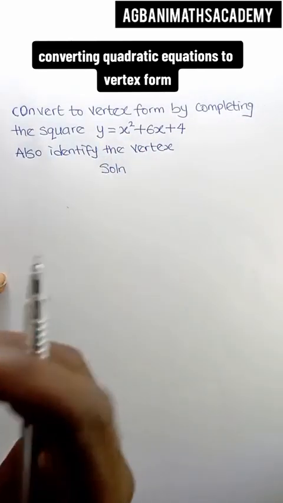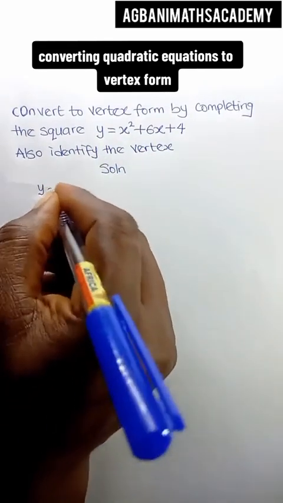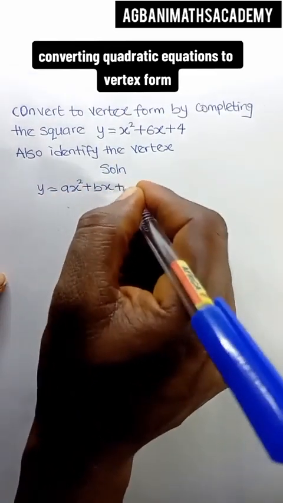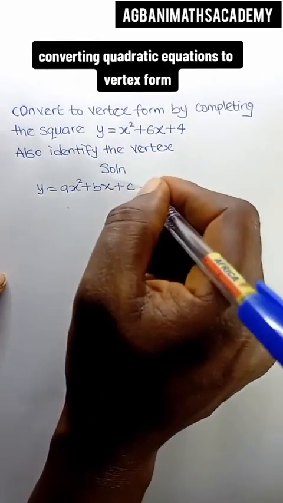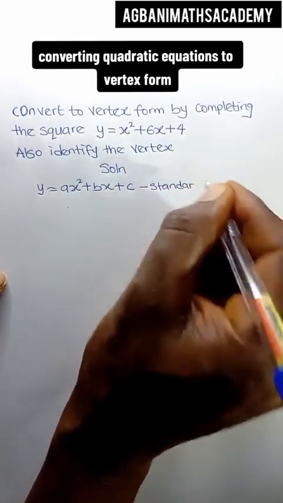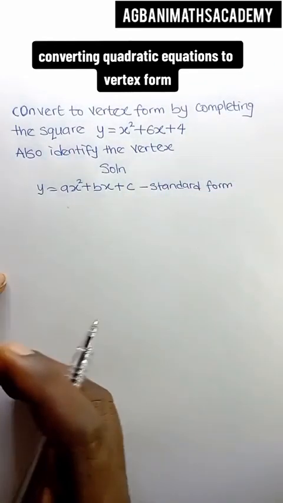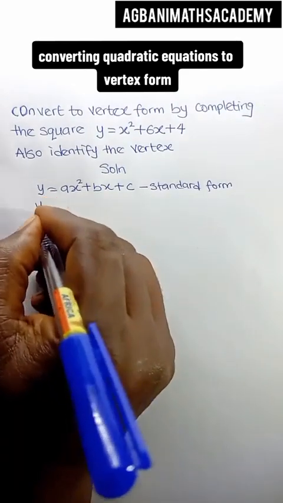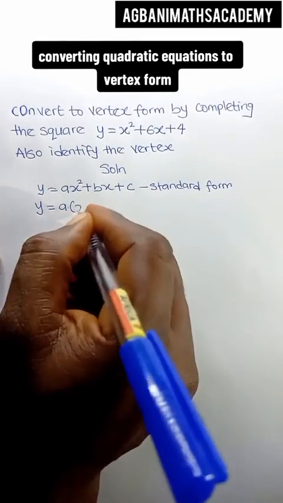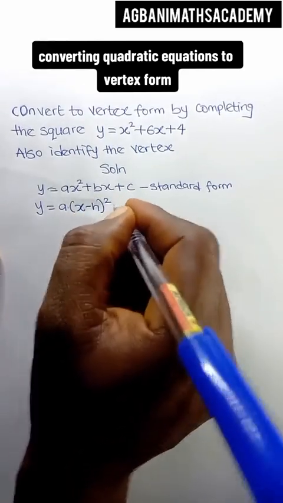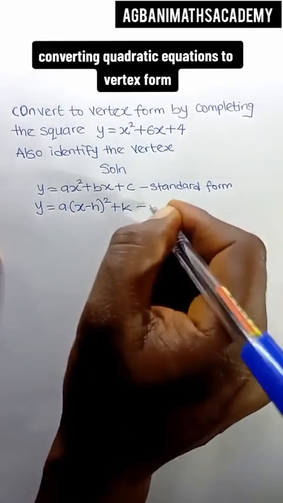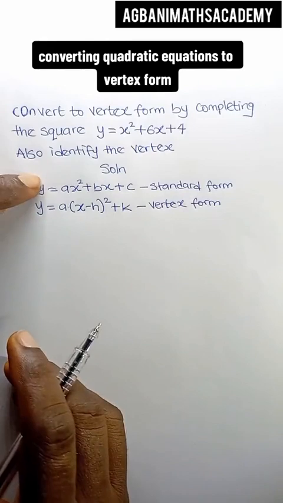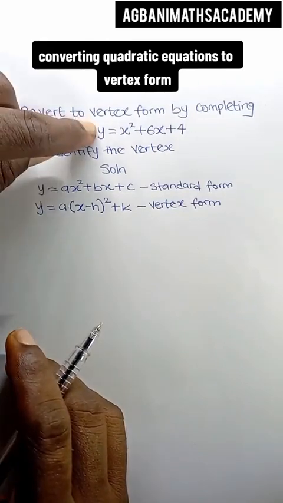Solution. So quadratic equation in standard form is basically written as y is equal to ax squared plus bx plus c. So this is in standard form. However, you can also write quadratic equation in vertex form, and this can be seen as y is equal to a into x minus h squared plus k. So this is vertex form. Okay, so let's see how to convert from standard form to vertex form using this equation here.